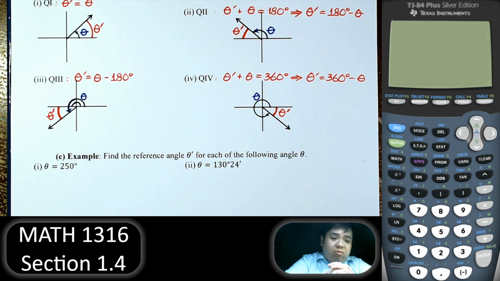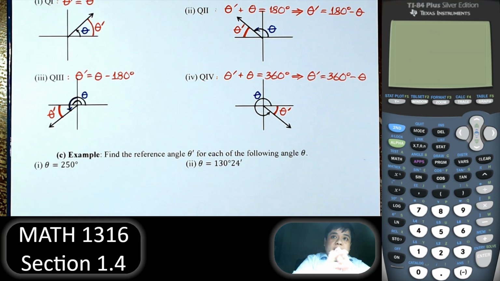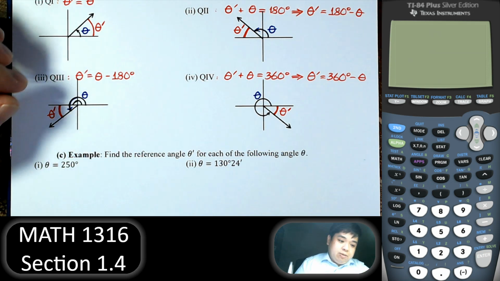So it depends on different scenarios. We go back to the definition: just take the terminal ray and either the positive or negative x-axis, whichever produces an acute angle. That acute angle is the reference angle.